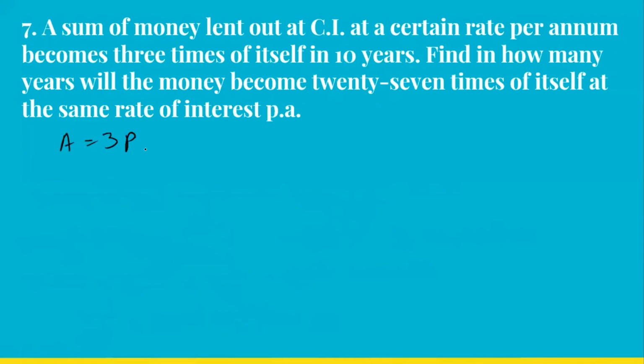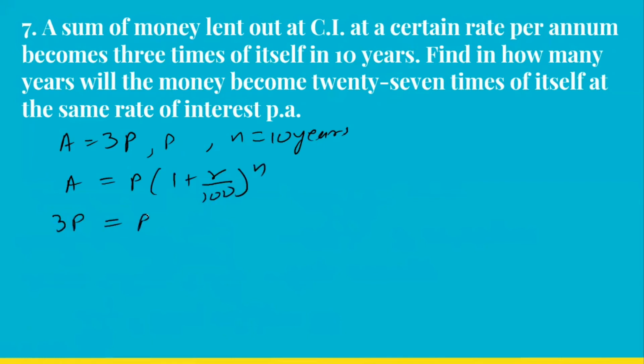Then let P be P only, principal will be P only. And you have N is equal to 10 years. The period is given as 10 years. So we have A is equal to P in bracket 1 plus R upon 100 raised to N. So A is 3P is equal to P in bracket 1 plus R upon 100 raised to 10, right? So now if I divide, P and P are going to get cancelled.